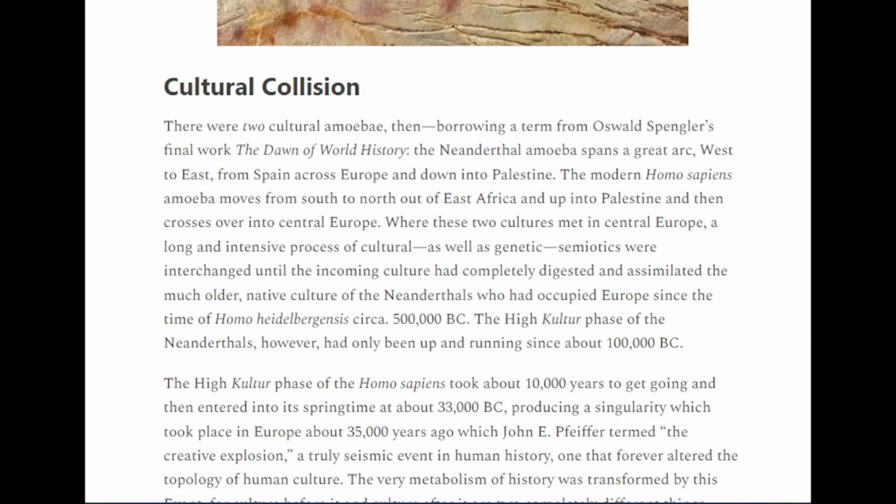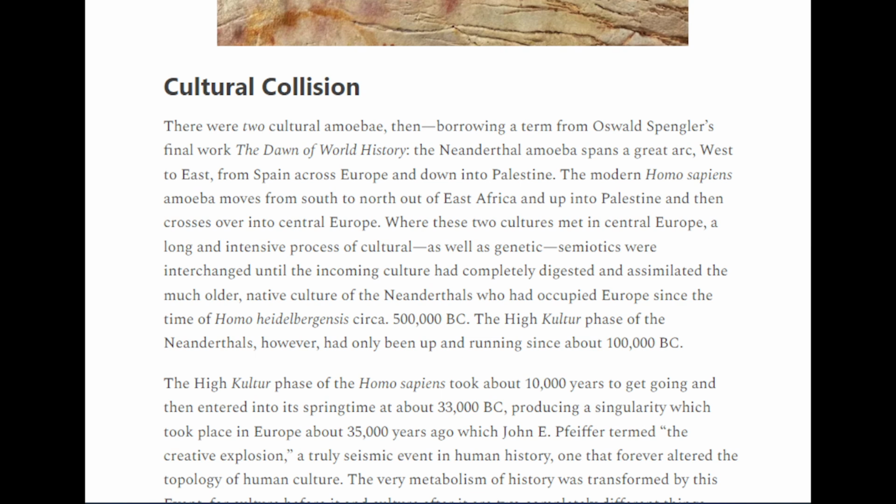Cultural collision. There were two cultural amoebae then, borrowing a term from Oswald Spengler's final work, The Dawn of World History. The Neanderthal amoeba spans a great arc, west to east from Spain across Europe and down into Palestine. The modern Homo sapiens amoeba moves from south to north, out of East Africa and up into Palestine, and then crosses over into Central Europe. Where these two cultures met in Central Europe, a long and intensive process of cultural as well as genetic semiotics were interchanged until the incoming culture had completely digested and assimilated the much older native culture of the Neanderthals who had occupied Europe since the time of Homo heidelbergensis, circa 500,000 BC.